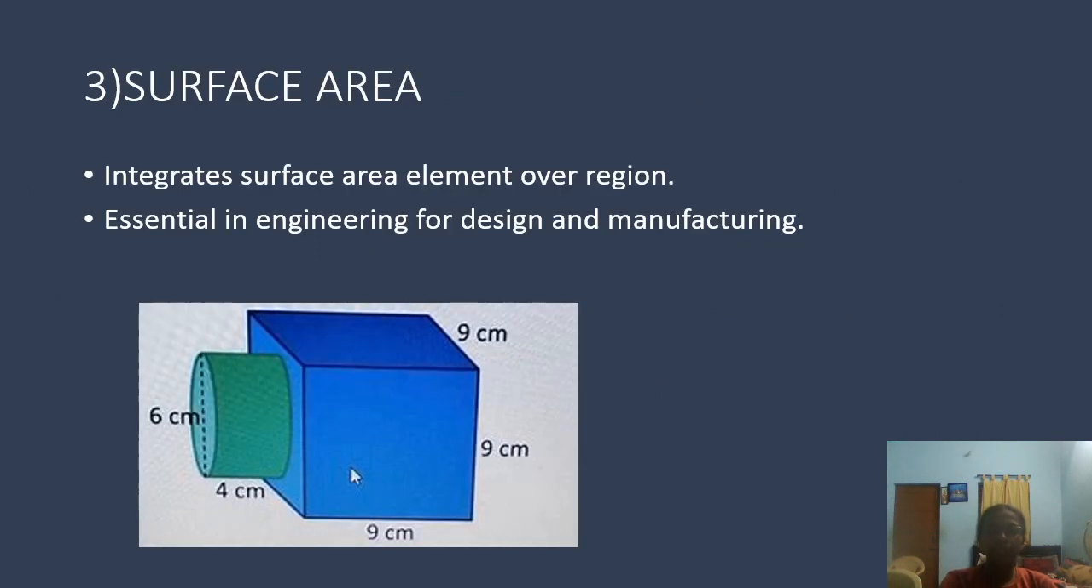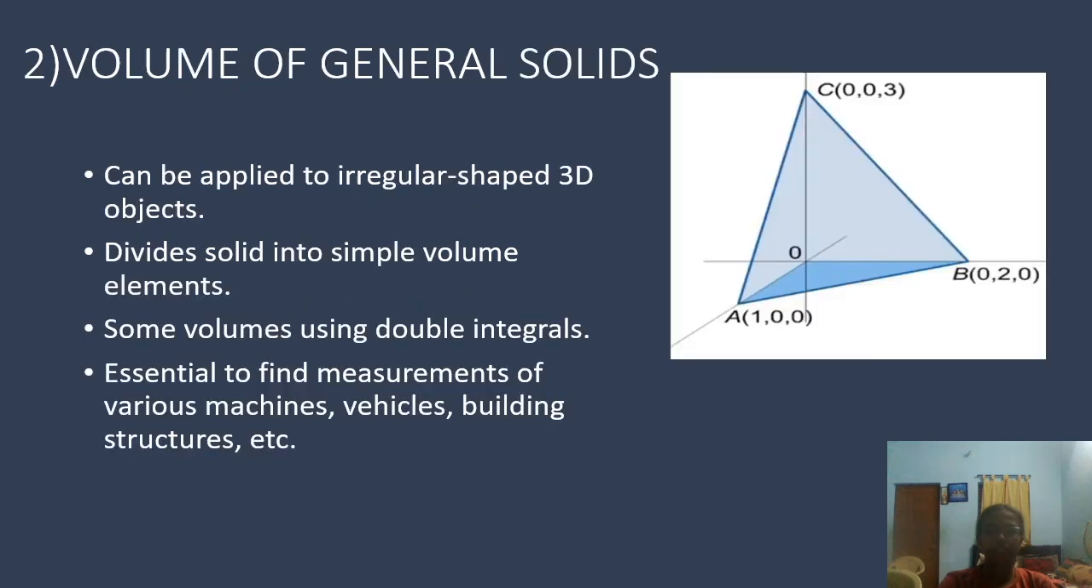By using similar methods which we used in the previous problems, we can also find surface area of various solids. We can use double integration to find the surface area element over a region. It is essential in engineering for design and manufacturing.